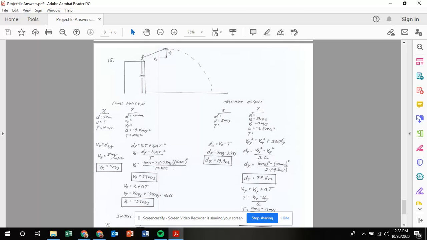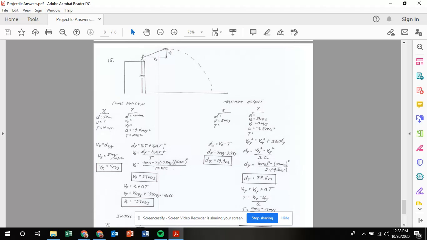Solving for the velocity in the X direction, velocity is distance over time, so 50 over 10. Shouldn't even need a calculator for that. The velocity in the X direction at all times in this problem is going to be 5 meters per second. In the Y direction, the initial velocity, which will be the initial velocity for every other spot, because we're always talking about initial velocity is the velocity when it was thrown.